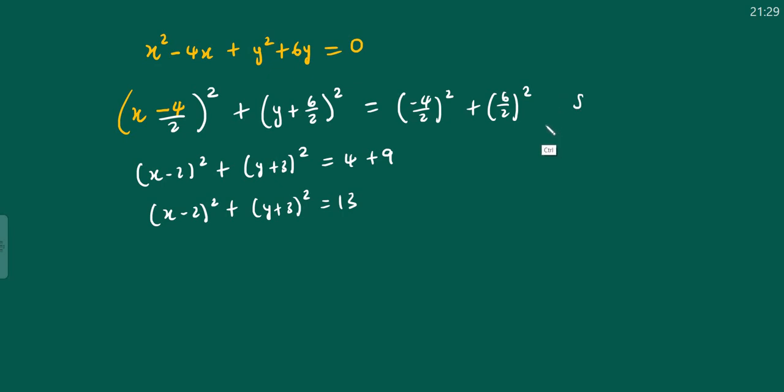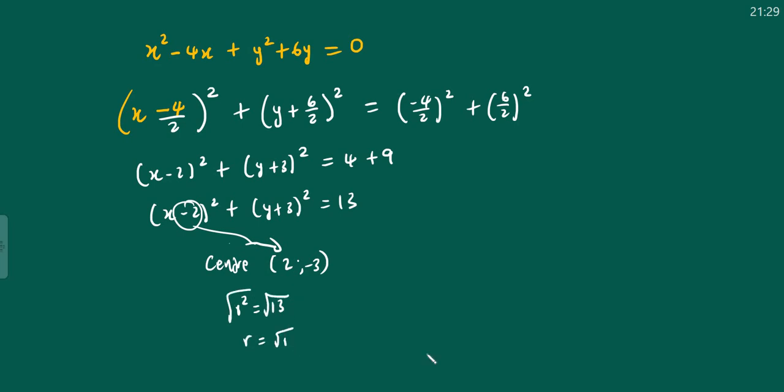We always divide by 2, all the time. So the center will be, I just change the sign: from negative, I write it as positive; from positive, I write it as negative. Then I know that my radius squared will be 13. It means if I root both sides, the radius will be the square root of 13.